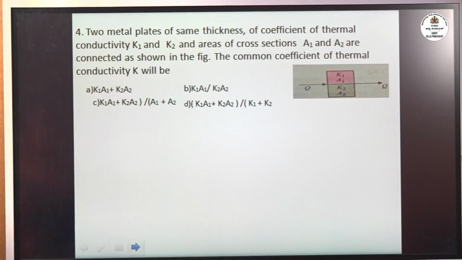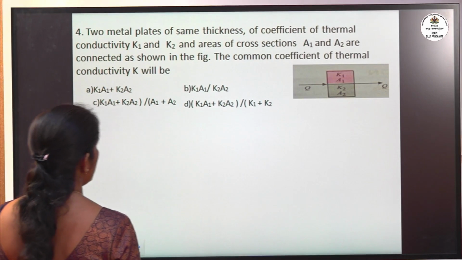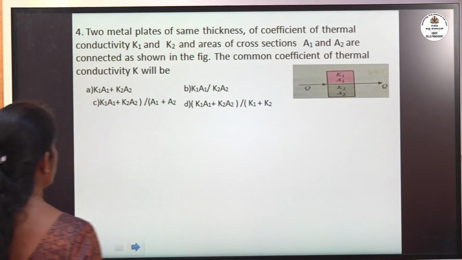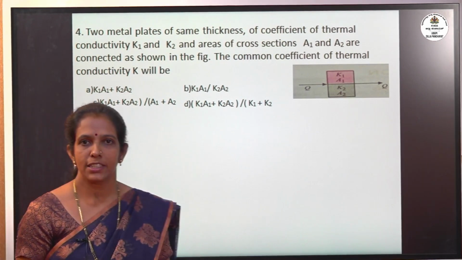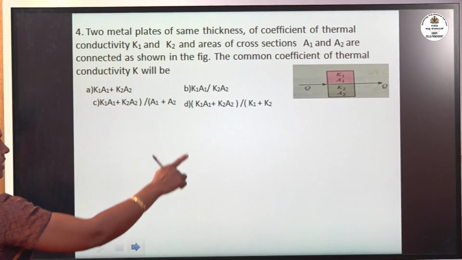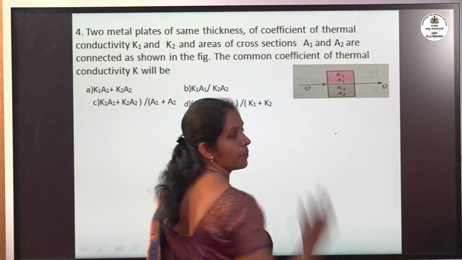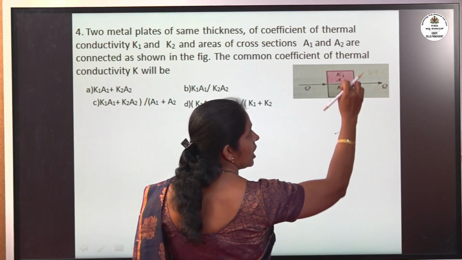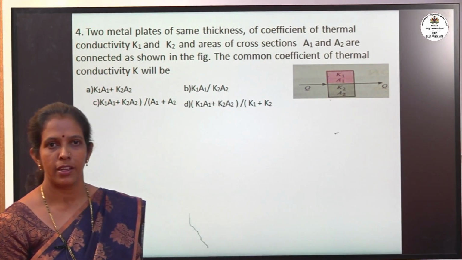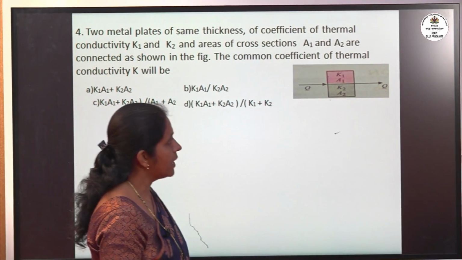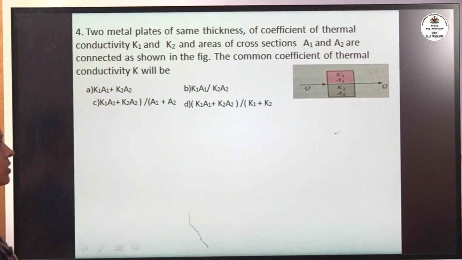Two metal plates of same thickness, coefficient of thermal conductivity K1 and K2, and area of cross sections A1 and A2 are connected as shown in the figure. The common coefficient of thermal conductivity will be? In the figure, the length or distance between the two ends is the same. The two materials are different, with different areas of cross section and different thermal conductivities. Two different materials are arranged in this pattern. You are asked to calculate the common coefficient of thermal conductivity.